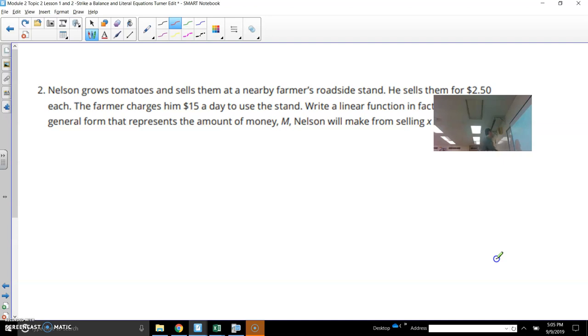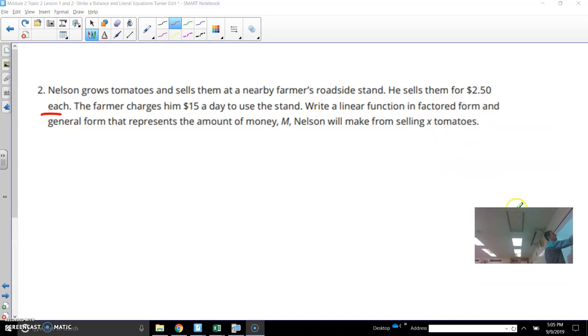Nelson grows tomatoes and sells them at a nearby farmer's roadhouse stand. He sells them for $2.50 each. So that feels like that number could happen more than one time. It just depends on how many you buy. The farmer charges him a $15 a day use of the stand. This seems like it's a one-time fee. So write a linear function in factored form and in general form that represents how much money he's making.